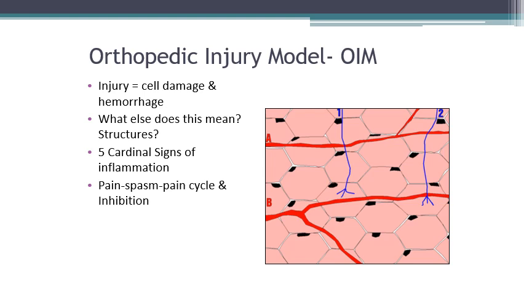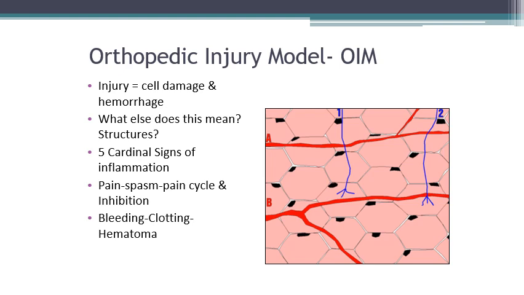So pain begets spasm. If pain's going to create spasm because the body's trying to protect itself, that's also going to produce more pain. So that's the pain, spasm, pain cycle. And that's going to produce a lot of neuromuscular inhibition, because again, the body's trying to protect itself.